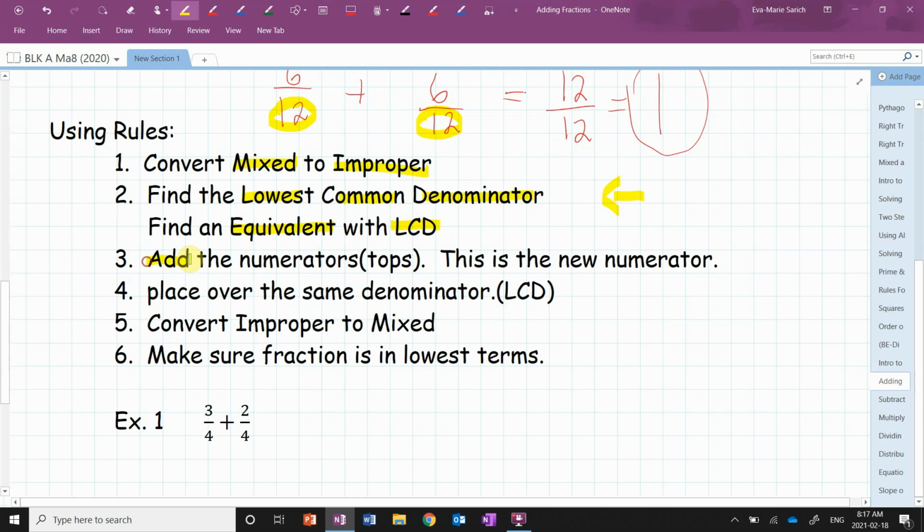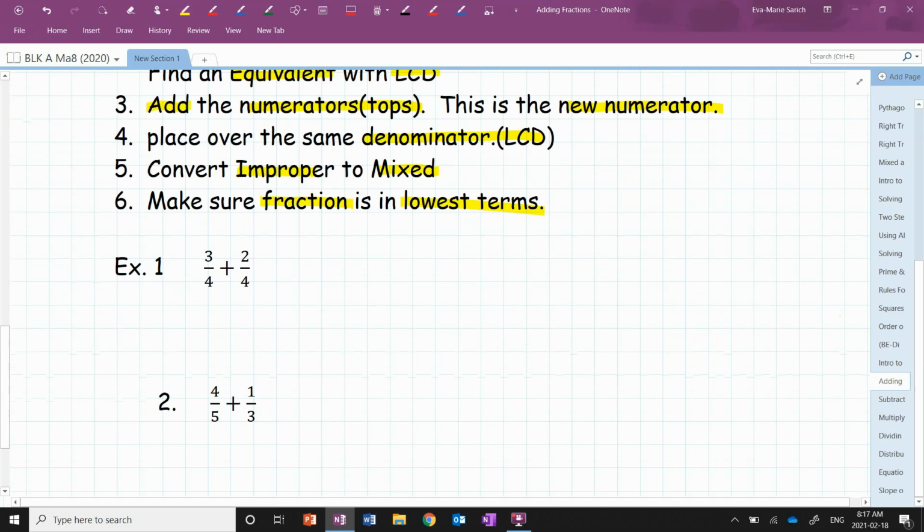Then what do we do? We add the numerators. That's the top numbers, and that becomes our new top number, our new numerator. You place that over the same lowest common denominator, and then you look at your answer. If it's improper, you have to convert it back to mixed, and you need to look at your fraction and make sure that fraction is in lowest terms. So those are a lot of skills that we've practiced individually. Now we need to put them all together.